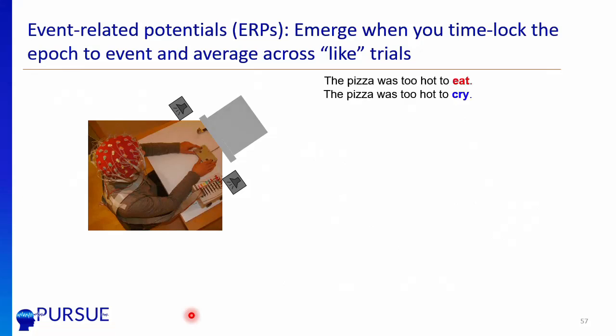Just to illustrate this purpose, let's suppose that you hear different kinds of sentences. Like you hear a sentence, the pizza was too hot to eat. In that sentence, the word eat is congruent. It finishes the sentence congruent with the meaning of the sentence, right? But you contrast that with the pizza was too hot to cry. Cry is incongruent with the meaning of that sentence. And we just keep repeating these kinds of sentences, either congruent or incongruent, over time.